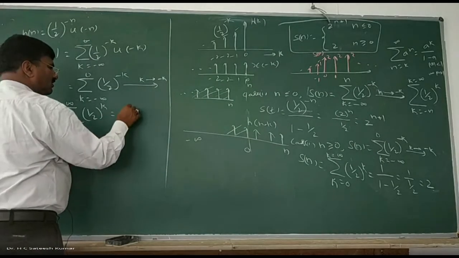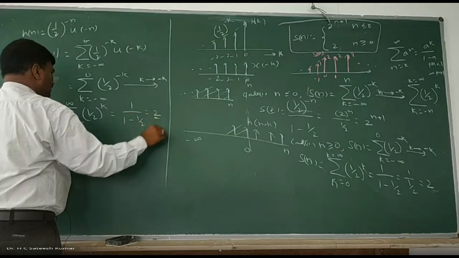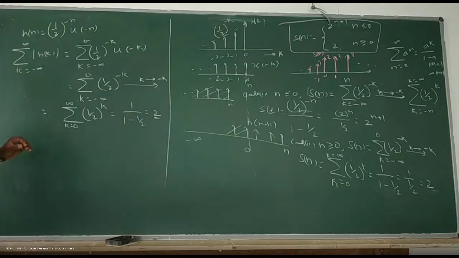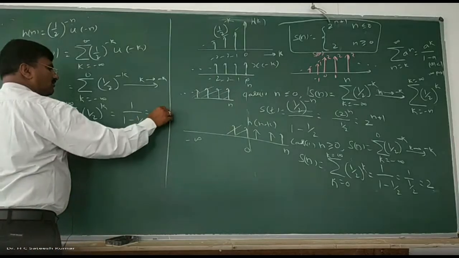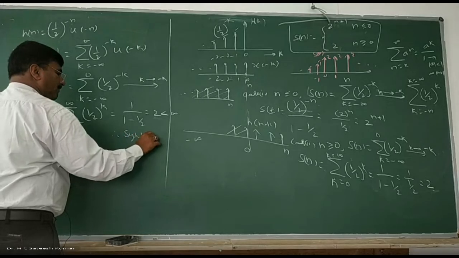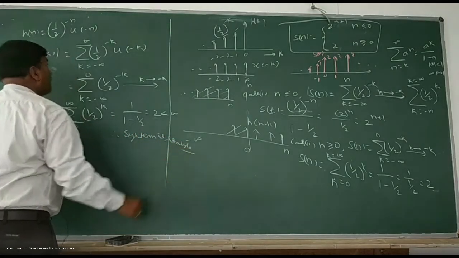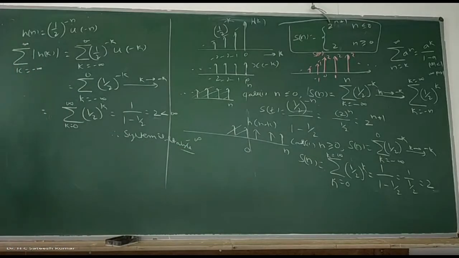What is it that we get? 1 divided by 1 minus half, equal to 2. Okay, this is a finite value. It is less than infinity, therefore the system is stable. And this is for the first one, stability. You have checked the stability.